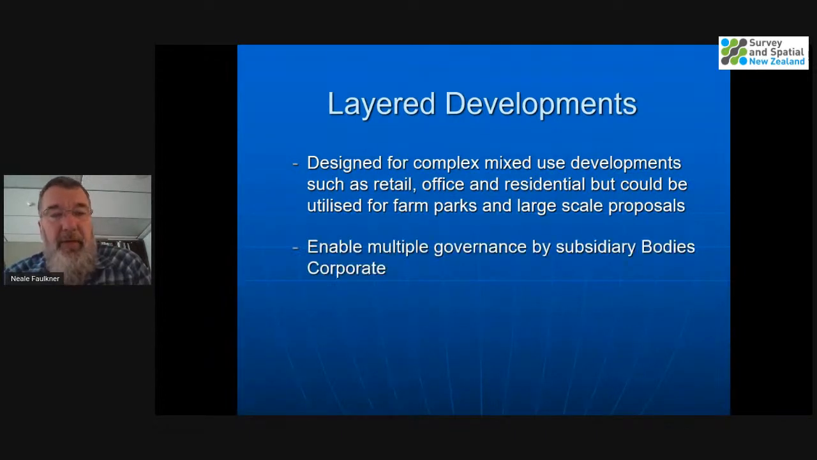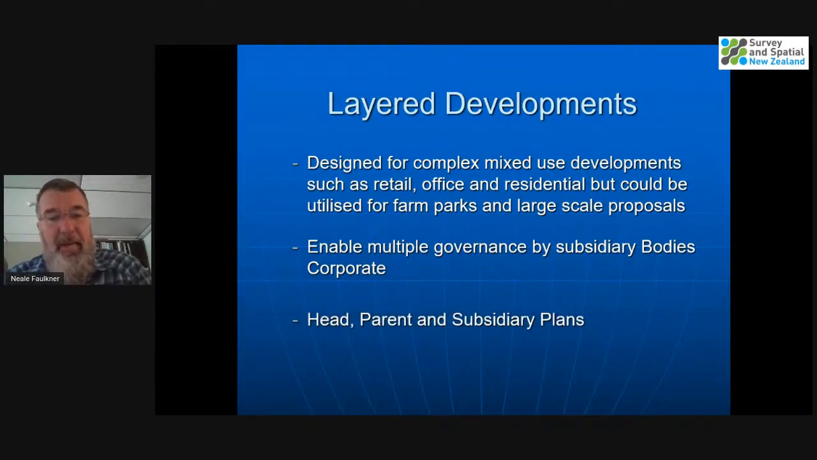Layered developments set up essentially subsidiary body corporates. So the residential component can have its subsidiary body corporate and deal with all its day-to-day issues, and the commercial can have its one, and whatever else is in the development can have its one. They're all under the umbrella head body corporate, and they all have to follow the rules of the head body corporate, but then they can start creating rules of their own, drilling down, but they can't be contrary to the head body corporate's rules. So they enable multiple governance within a development.